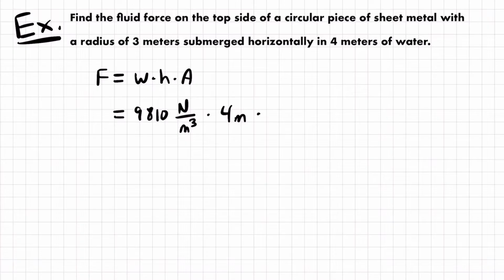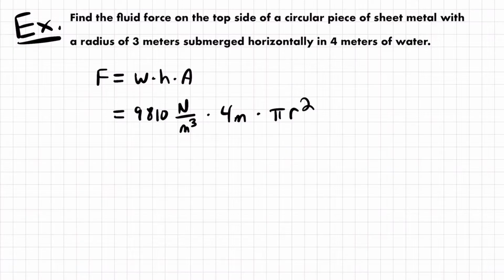And so unlike the previous example, we are not explicitly told what that area is. We are told that we have a circular piece of sheet metal with a radius of 3 meters. And so we're going to have to calculate the area ourselves, but that's not going to be too difficult because if we have a circular piece of sheet metal, that means that it is shaped like a circle, then we can just calculate the area of a circle because we are given its radius, which is 3 meters. And so the area of a circle is pi r squared.